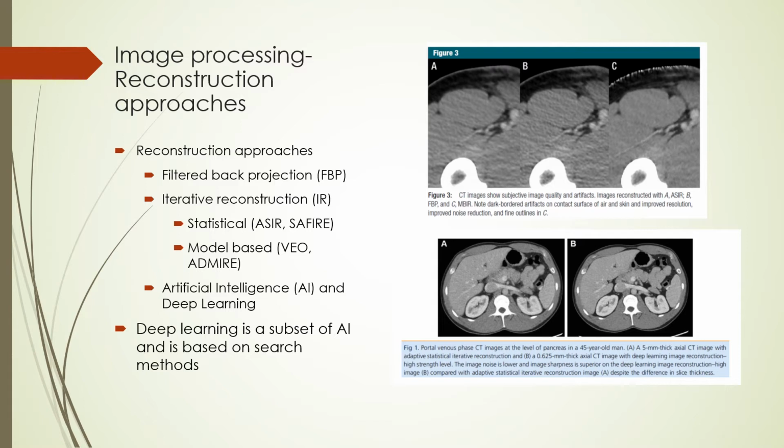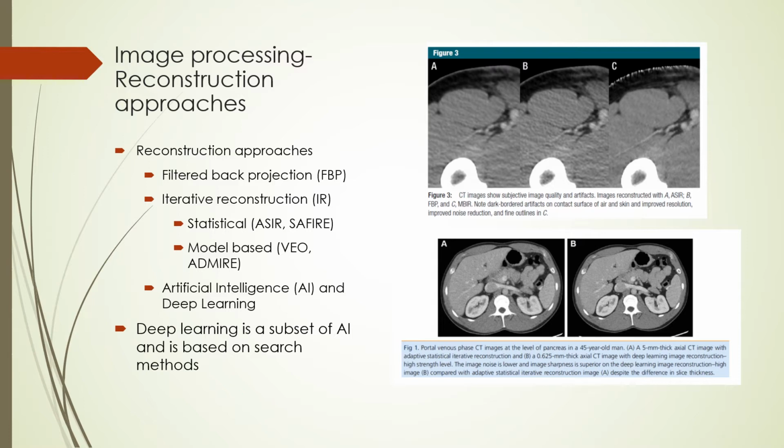The model-based method is an improvement over purely statistical methods. The top figure shows image B, which is a filtered back projection image, and image A, which is an adaptive statistical iterative reconstructed image. Image C is from a model-based iterative reconstruction algorithm. Note the difference in graininess of the images.